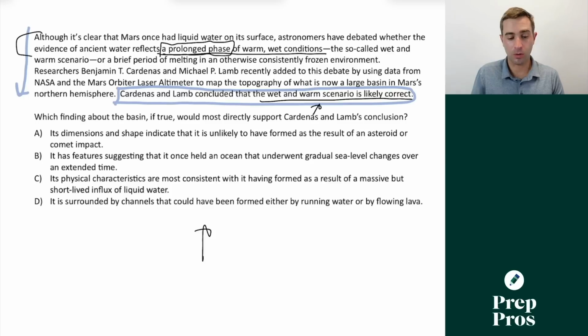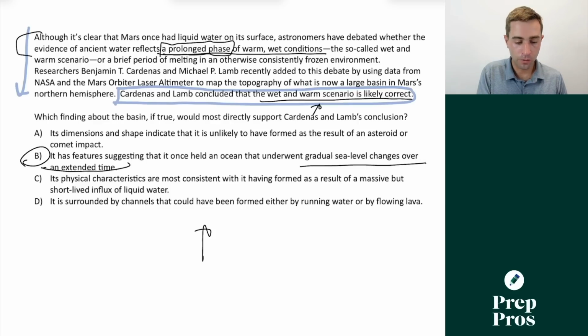They say it has to be prolonged. And that's why B is our correct answer. We see it has features suggesting that it once held an ocean that underwent gradual sea level changes over an extended time. This is connecting back to prolonged phase.